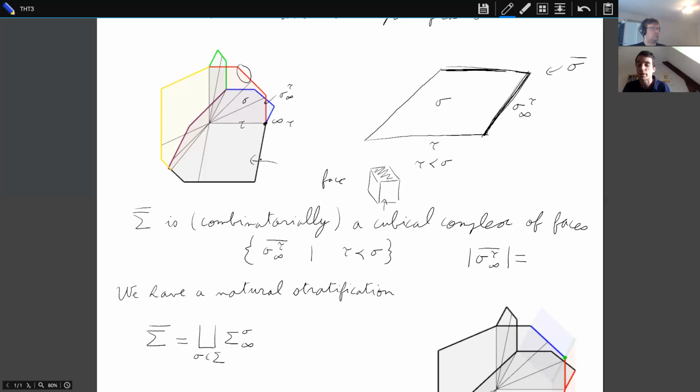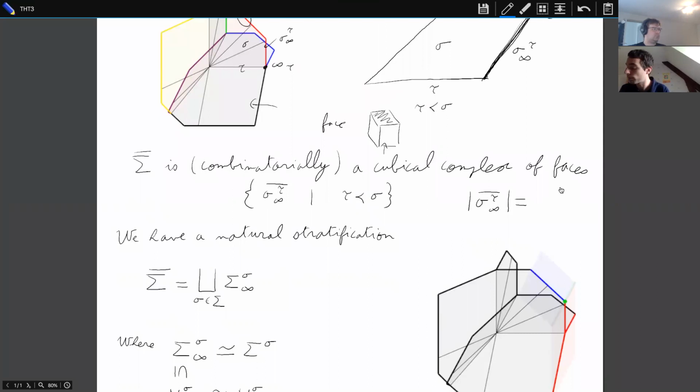For instance, we can define the cubical product. I will need this later. And in fact, this structure simplifies many things and lets us prove many properties in compactified fans. Okay, so for instance, the dimension of sigma tau infinity, since it is just sigma quotiented by tau, will just be the dimension of sigma minus the dimension of tau.